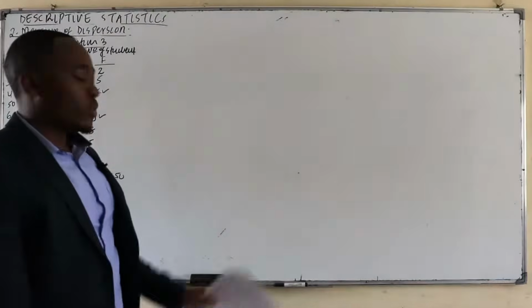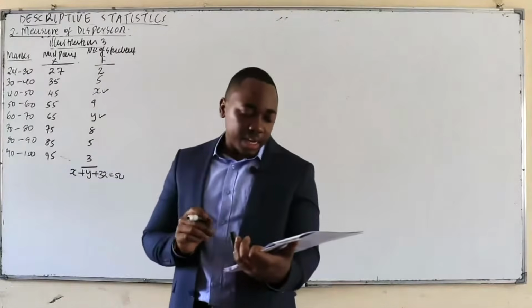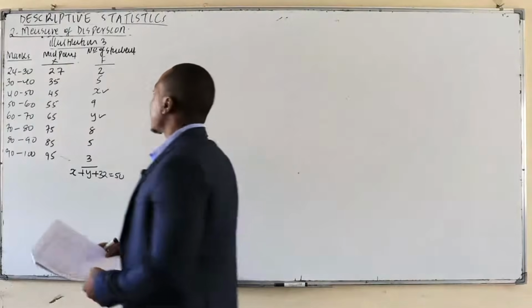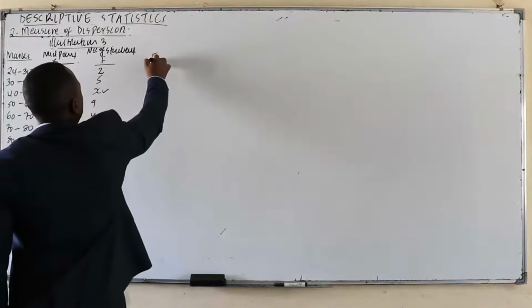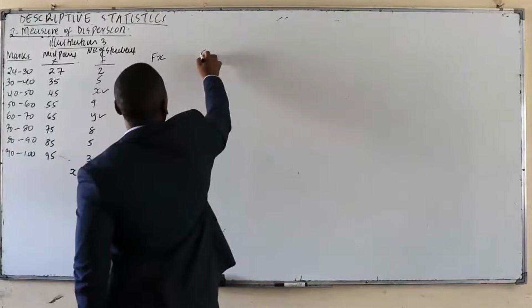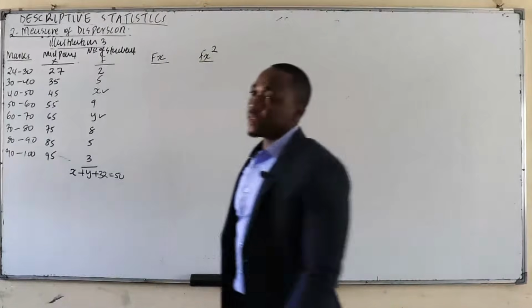Another question. First of all, you go to the required. You see, under requirement, it wanted to get the variance. To get the variance, you are also given the mean. So you need Fx. Then to get the variance, you need Fx squared. So first of all, let's get Fx.